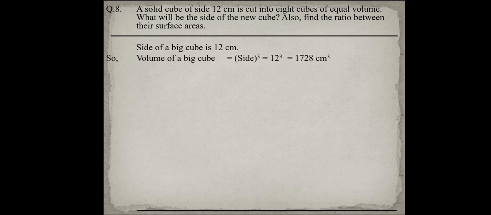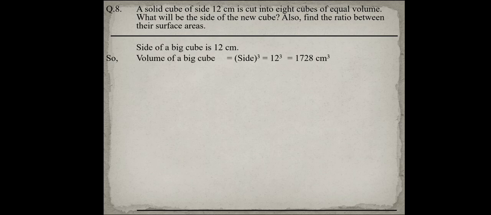Now in the next question, question number 8. A solid cube of side 12 cm is cut into 8 cubes of equal volume. What will be the side of the new cube? Also find the ratio between their surface areas. See, solid cube of side 12 cm. Now volume of cube is side into side into side. It means S cube, because the sides are the same. So volume of the big cube equals side cube, 12 cube, equals 1728 centimeter cube.